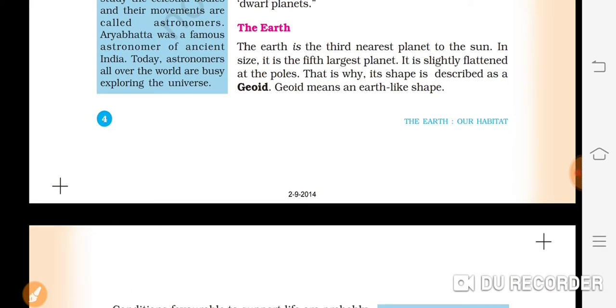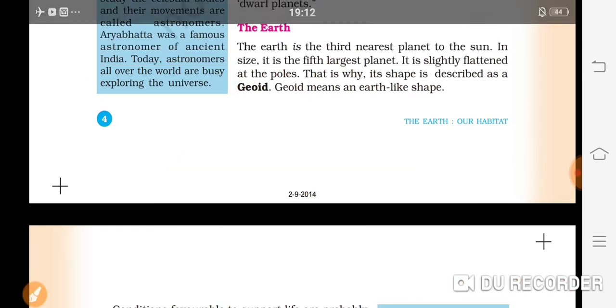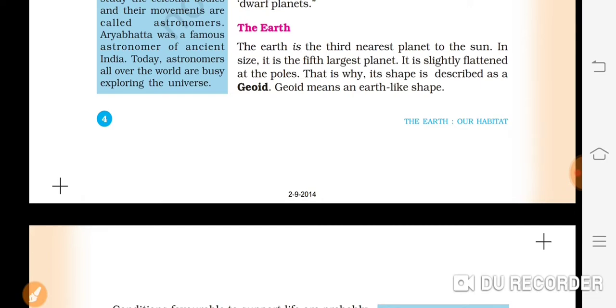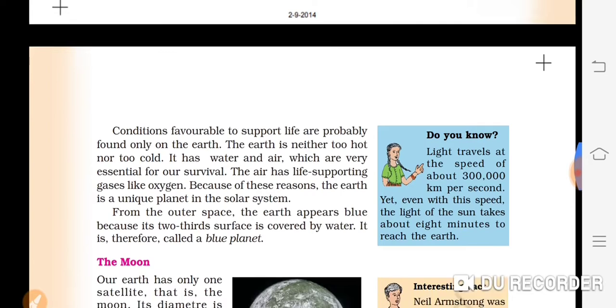Earth. The Earth is the third nearest planet to the Sun. In size, it is the fifth largest planet. It is slightly flattened at the poles. Okay, so we can say like this, slightly. This is the poles. That is why its shape is described as a geoid. Geoid actually means an Earth-like shape.